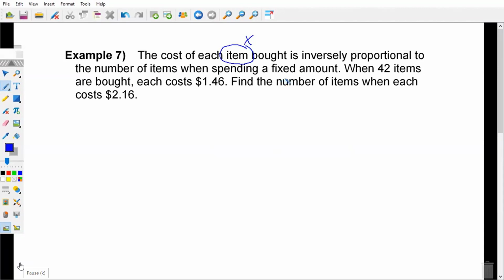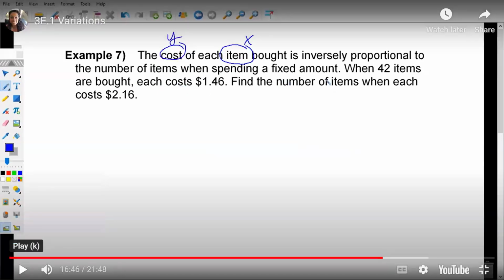So you can let your items be your X and your costs be your Y, right? X is my independent, cost is my dependent. So keeping that in mind, what are we down to? Items, so it has to be both. When you're done, check with your neighbors to see if they got the same amount of items as you.